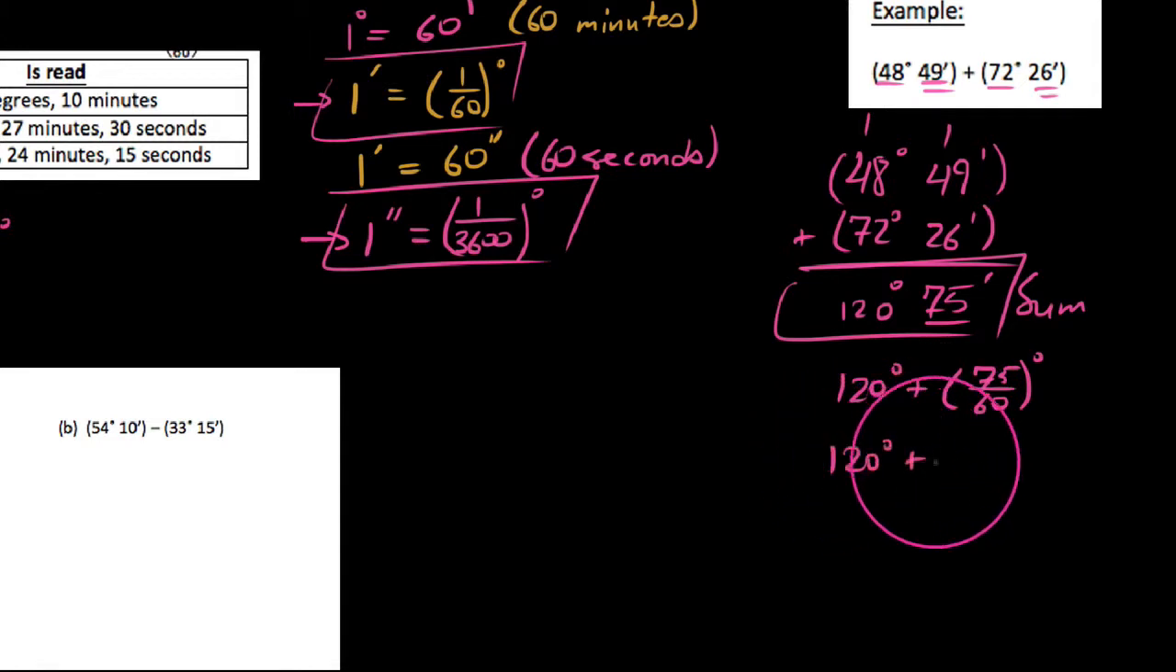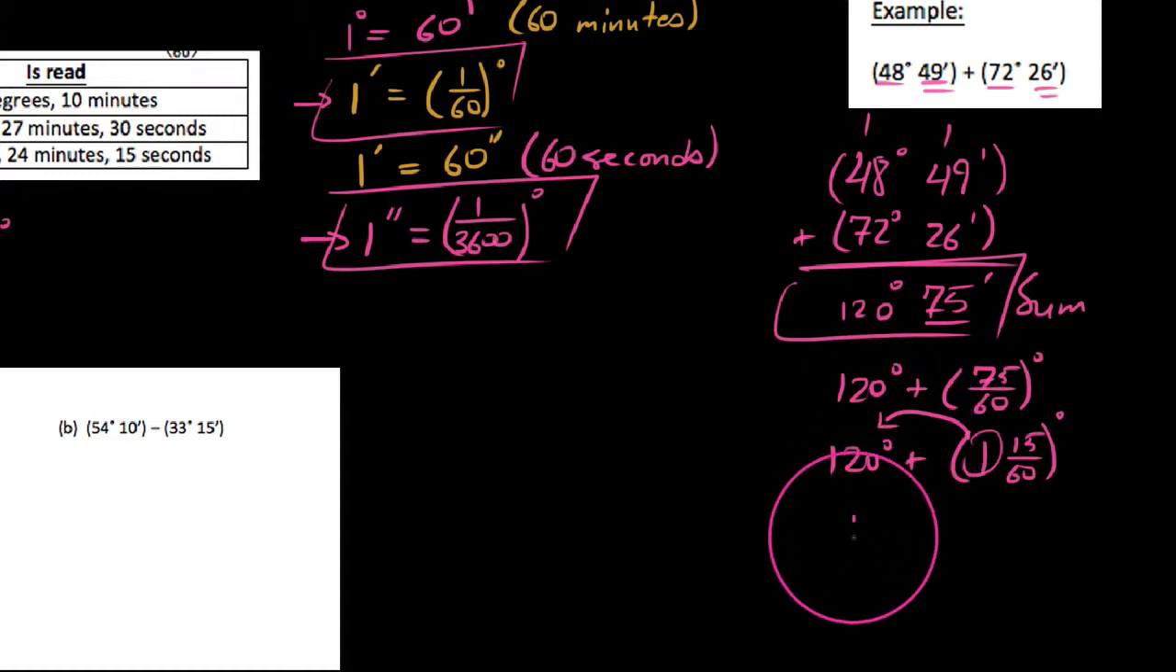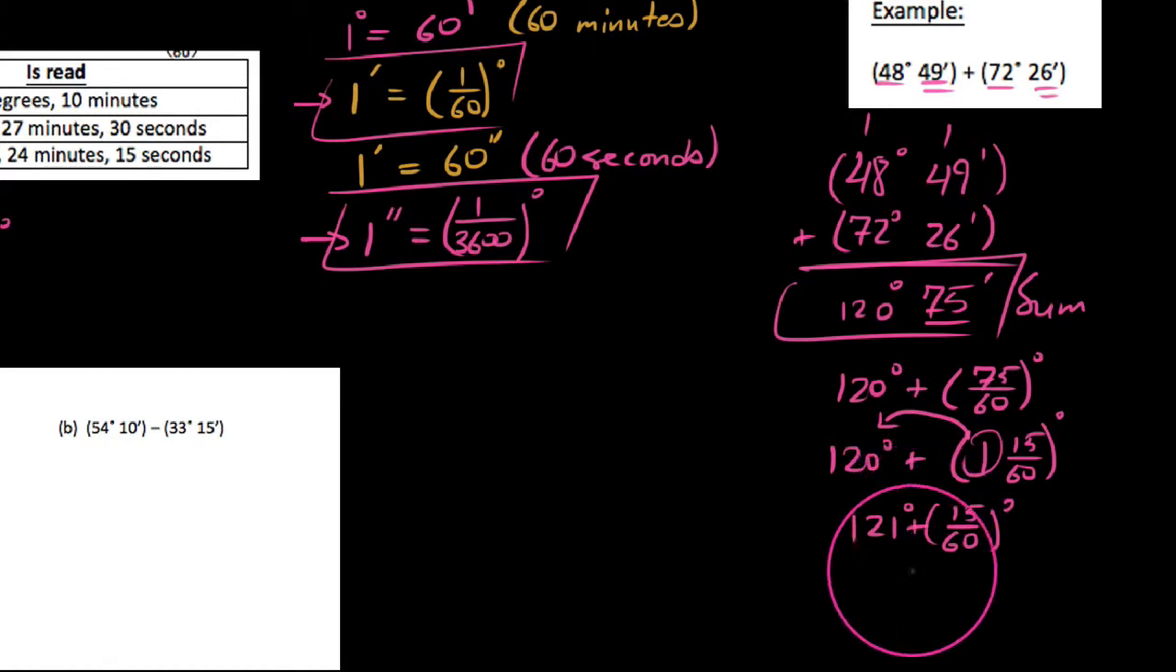Now, for the next few examples, I'm not going to do such a long, drawn out example, but it would look like this: 1 and 15 sixtieths degrees, because that's the same thing as 75 sixtieths. We'll take this full degree and throw it in with our full degrees over here. We'll say this is really a total of 121 degrees, and then there were 15 sixtieths of a degree left over. But we're really going to write this as 121 degrees and 15 minutes.